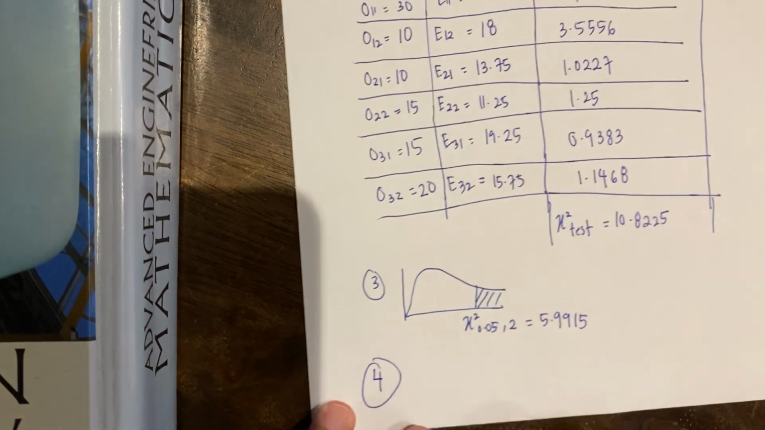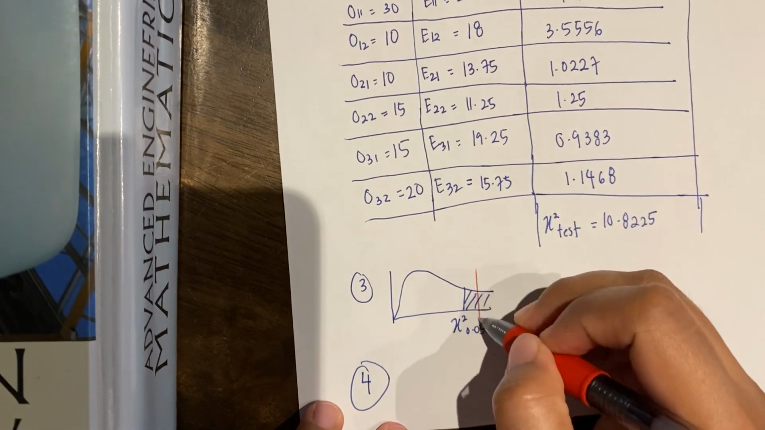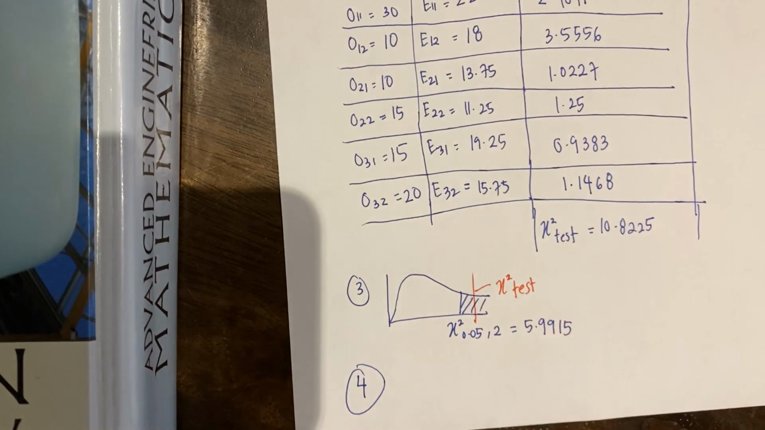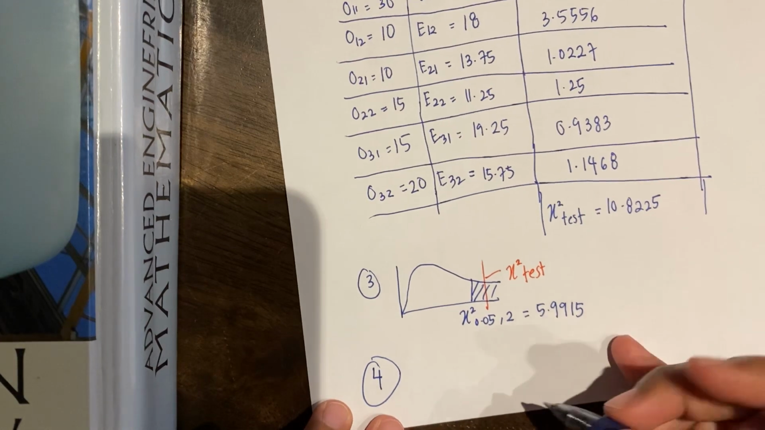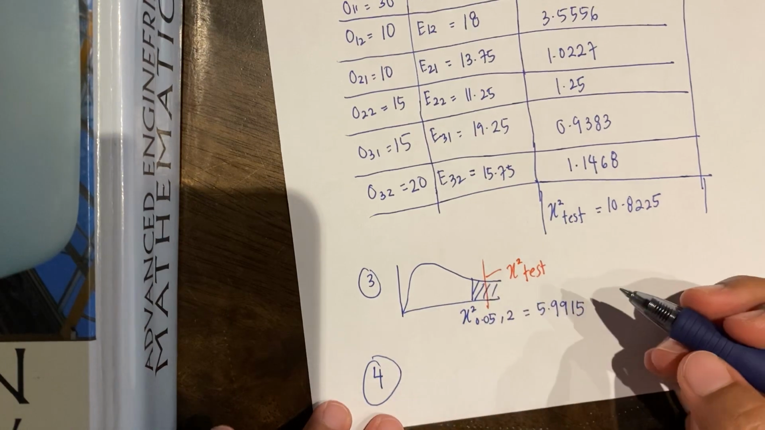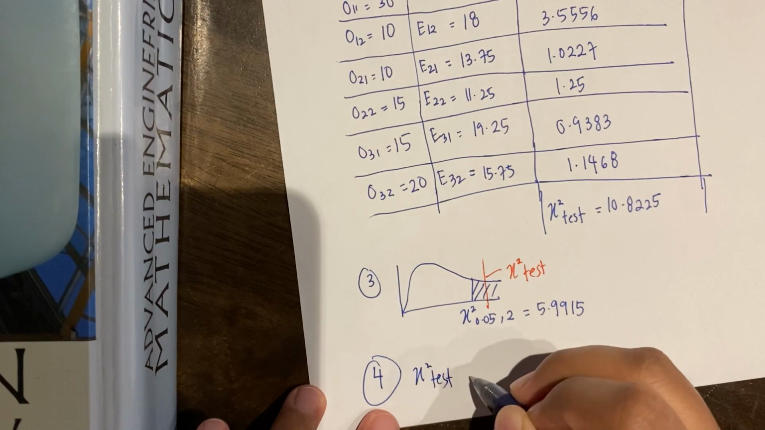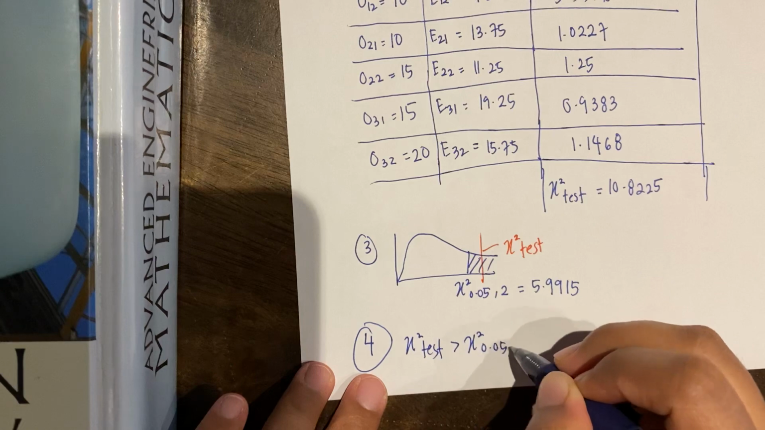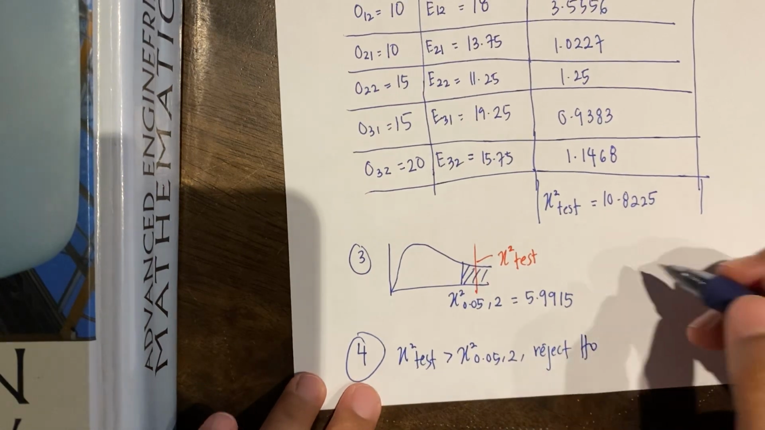Step 4, decision. As I said, you can plot here. So chi-square test greater than critical value. So this is your chi-square test. So chi-square, it is in rejection region, then reject H null. So chi-square test greater than chi-square critical value, then reject H null.